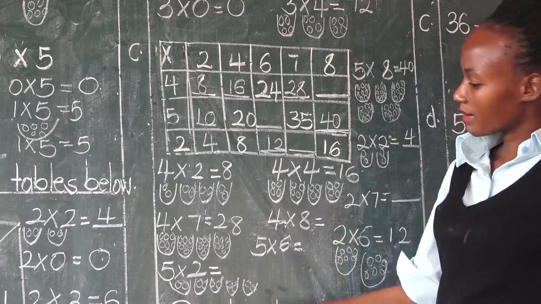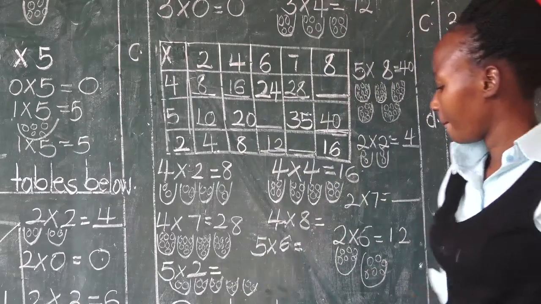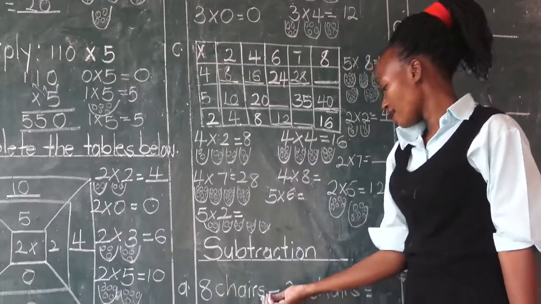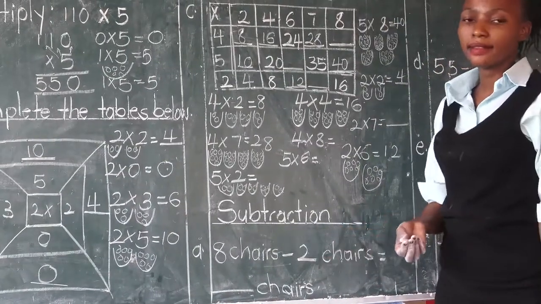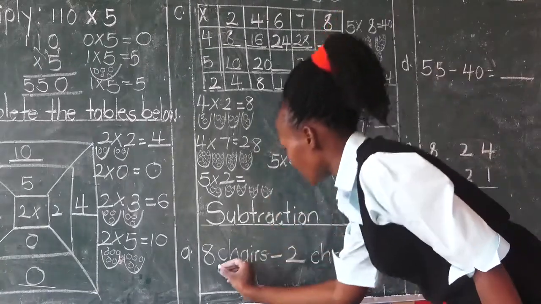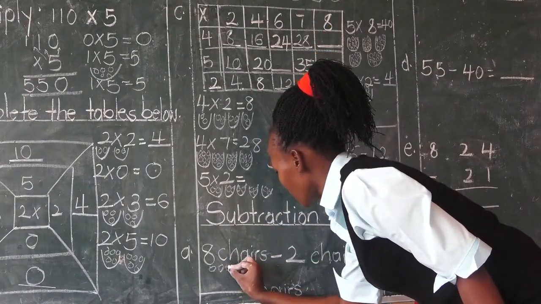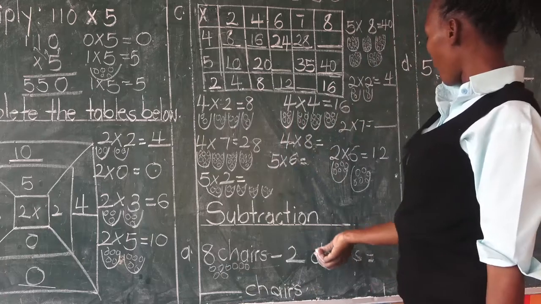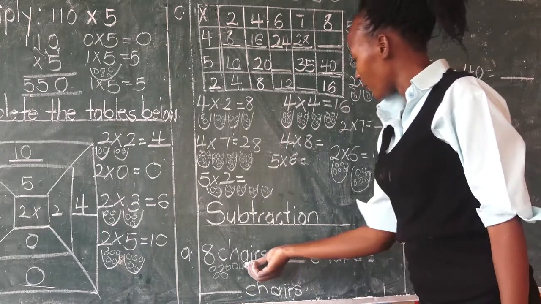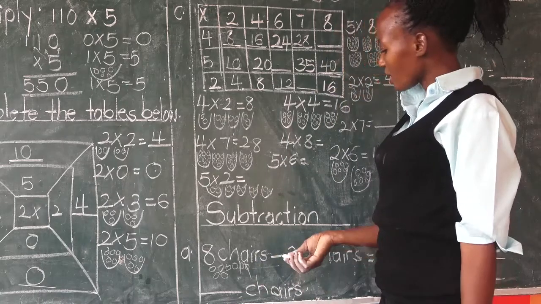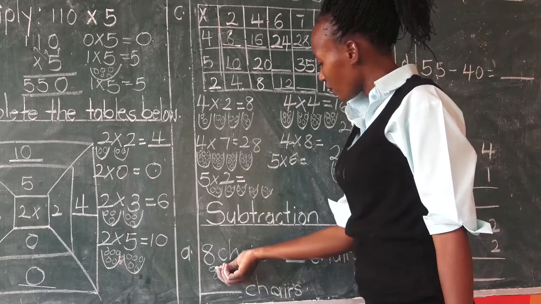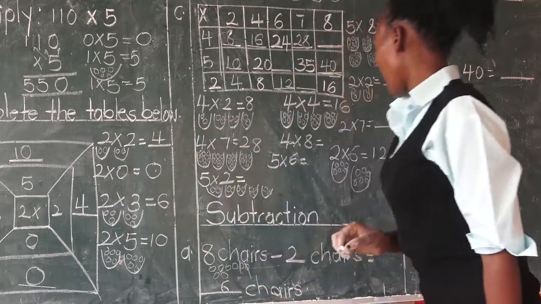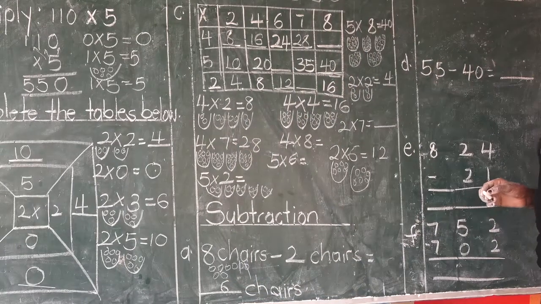Here we have subtraction as another subtopic. We have here 8 chairs. Take away 2 chairs. Let's say that these are our 8 chairs. 1, 2, 3, 4, 5, 6, 7, 8. Take away 2 chairs. You are going to cross out 2. 1, 2. Now you are counting the remainder. 1, 2, 3, 4, 5, 6. 8 chairs take away 2 chairs, we shall remain with the 6 chairs.